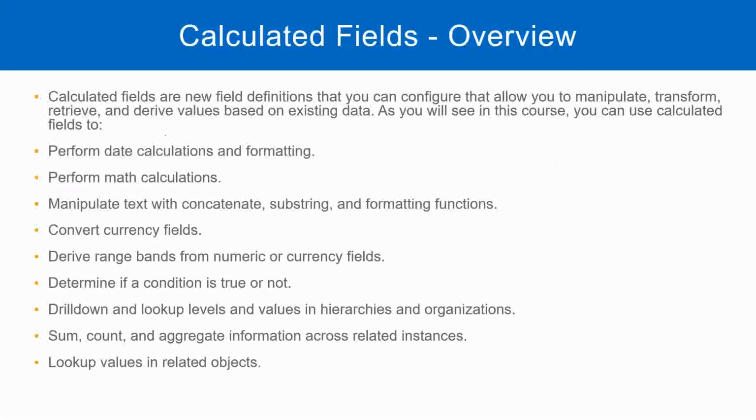You can also work with currency fields, right? Your compensation amounts are typically currency fields, like total annual base pay, etc. And if you are submitting an expense report, the total amount, etc. Those are currency fields, right? Currency fields have a numeric part and a currency symbol. So those currency fields can be converted. You can convert that into a number. You can convert that into some other currency. You can derive range bands from numeric or currency fields.